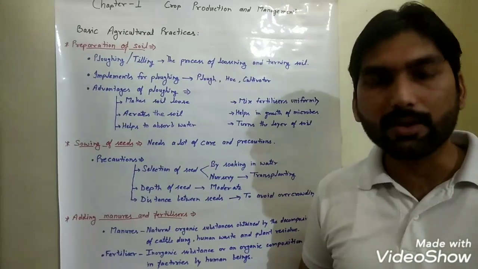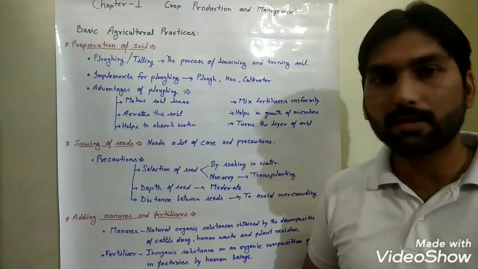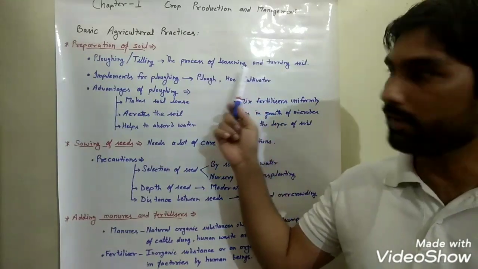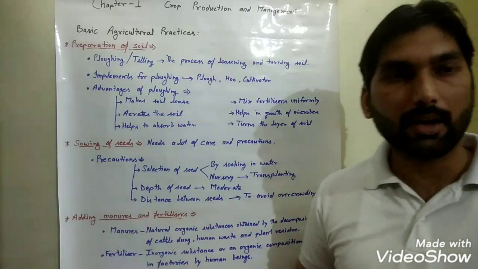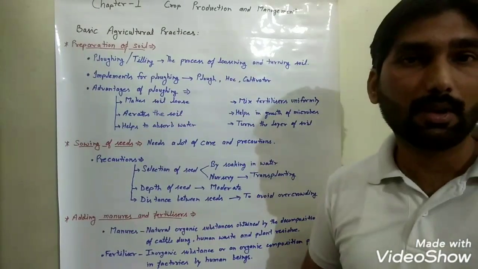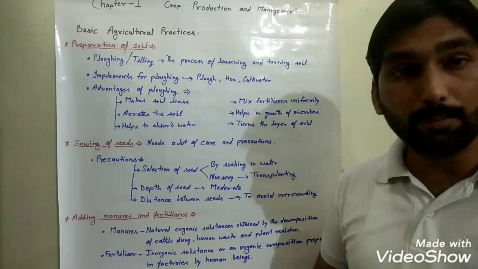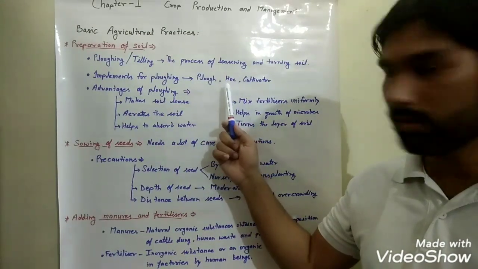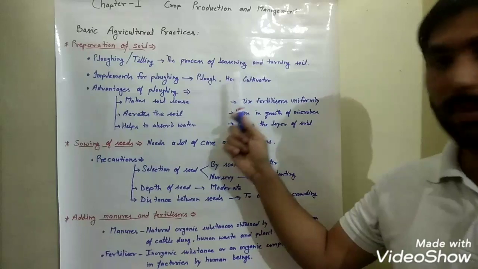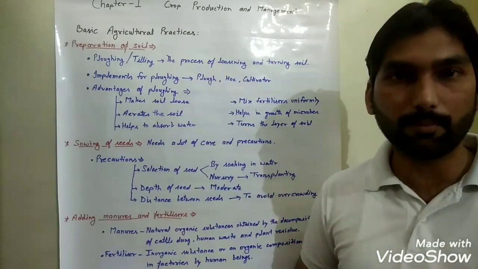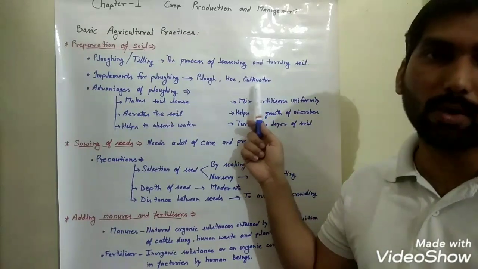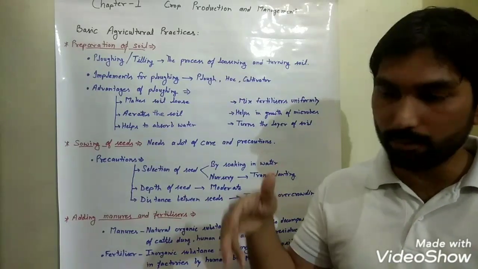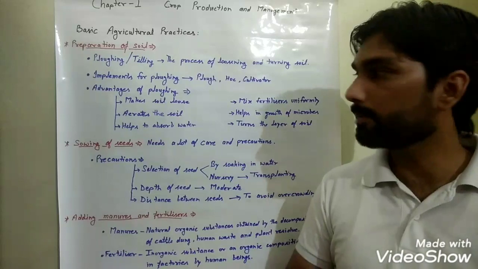So the question arises here, what is plowing? Actually, the process of loosening and turning soil is known as plowing or tilling, and for this purpose farmers use a variety of tools. The implements used for plowing are the plow, hoe and cultivator, in which the plow and hoe are traditional, whereas the cultivator is the modern tool, in which pointed, sharp, metallic downward blades are driven by a tractor.